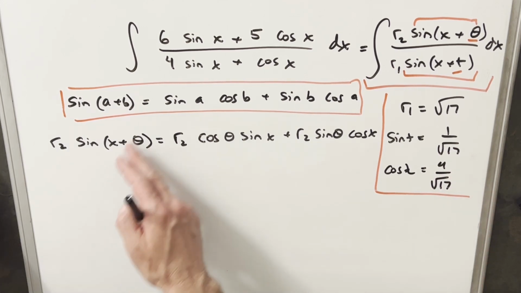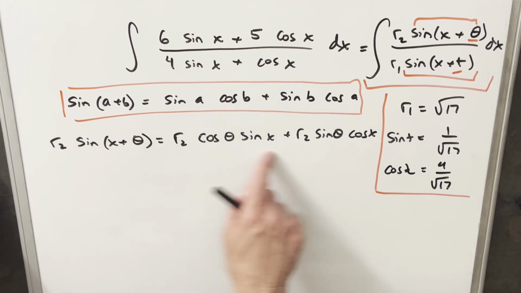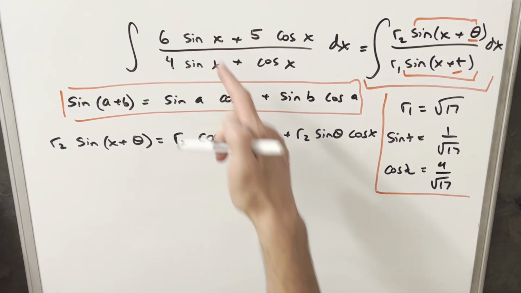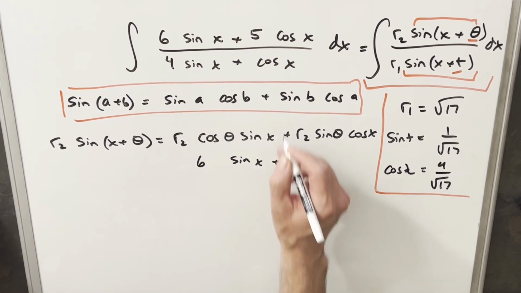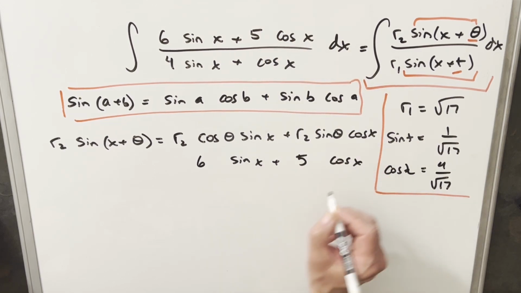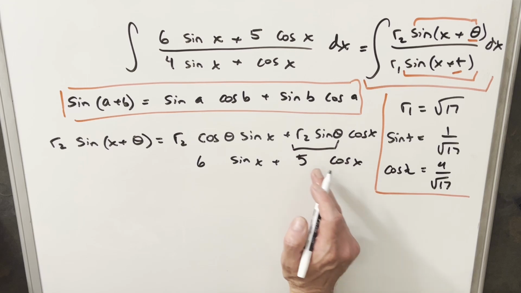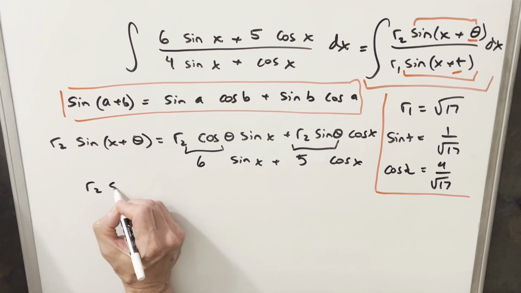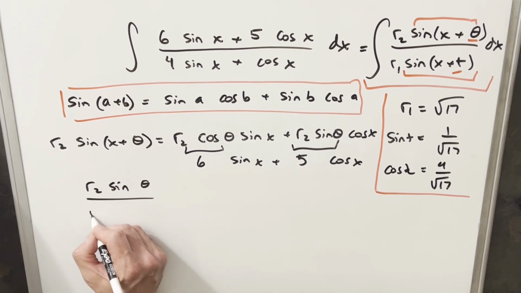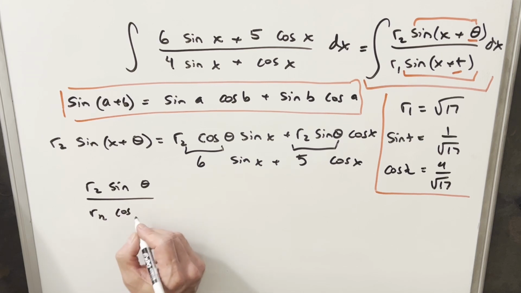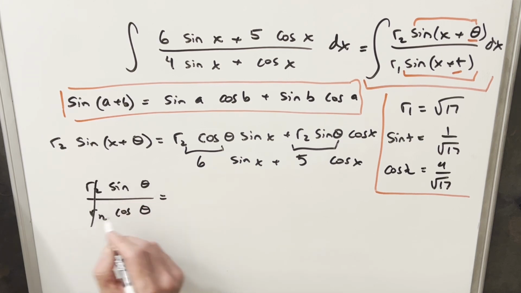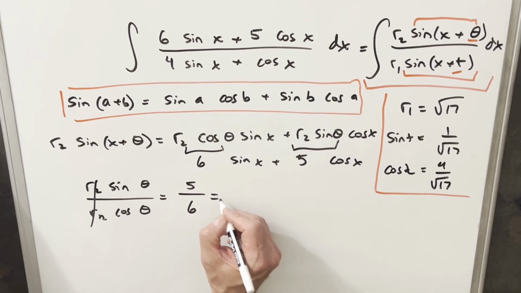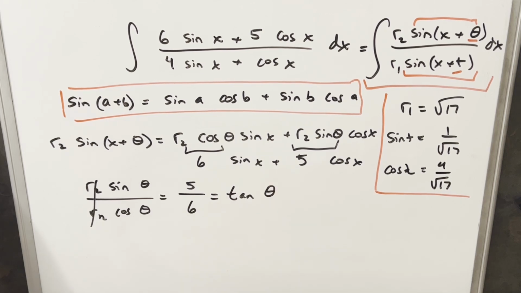Now we're going to do basically the exact same thing for the numerator, with this formula here, just instead of having a t, we're going to have our theta, and we'll equate that to our numerator. So our numerator is 6 sine x plus 5 cos x, and so we can say r2 sine theta is 5, r2 cos theta is 6. Again, exactly the same way, we'll create a ratio of r2 sine theta and r2 cos theta. So r2 sine theta is 5, r2 cos theta is 6. This means that tan of theta is 5 over 6.